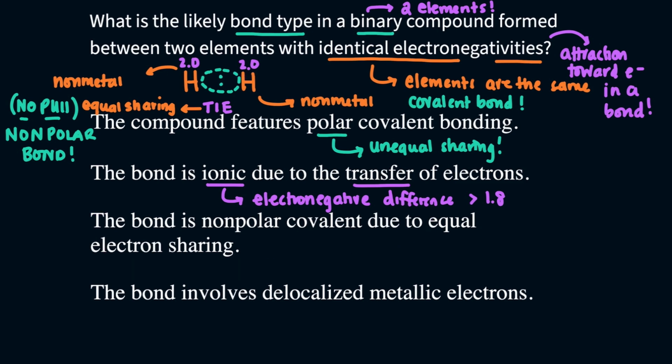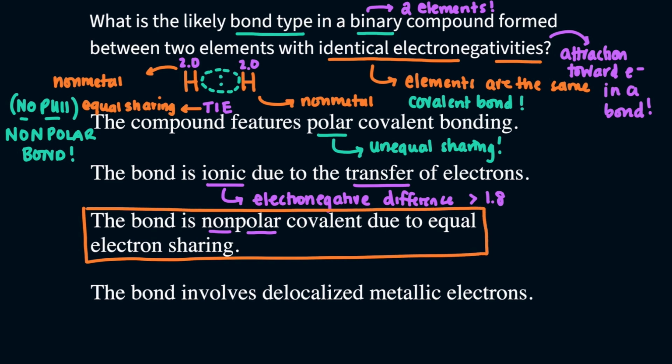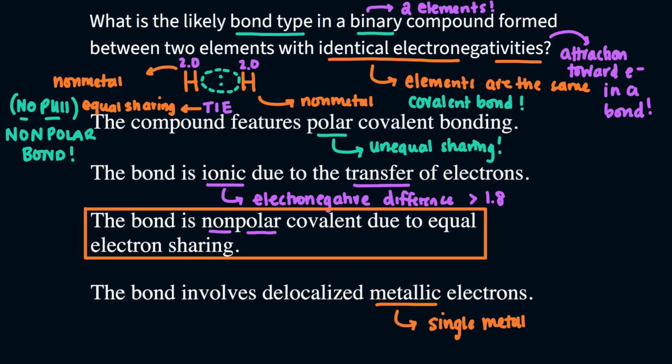But now we come down to C, and we see that it says the bond is nonpolar covalent. That's correct, and it's because of that equal sharing. So we found the correct answer. And as we wrap this up, we look at D. D says that the bond involves delocalized metallic electrons. Just know that if you have a metallic bond, you only have a single metal. So it would be basically a bunch of irons just chilling, a bunch of coppers just chilling. It wouldn't be a binary compound. So that one is automatically out.